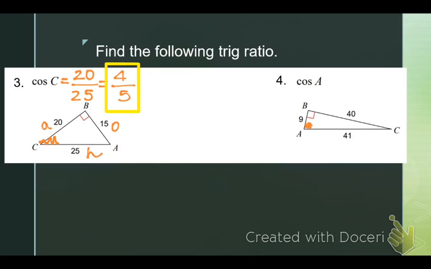Cosine of angle A, what's my hypotenuse? 41. What's my opposite? 40. And my adjacent? 9. I would check your last one. So cosine of angle A is going to be my adjacent, which we said was 9, over my hypotenuse, which is 41.